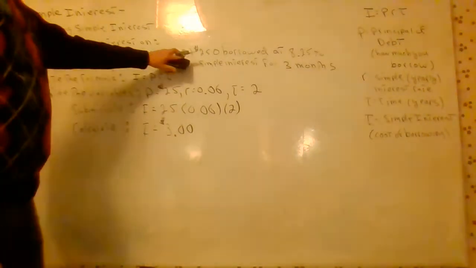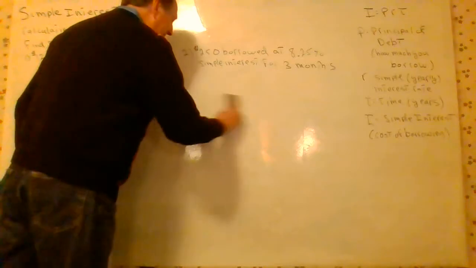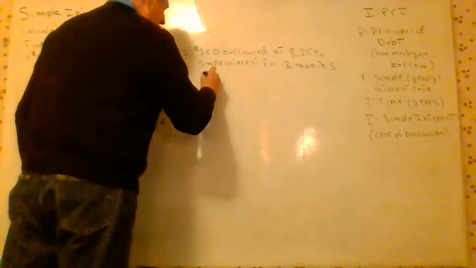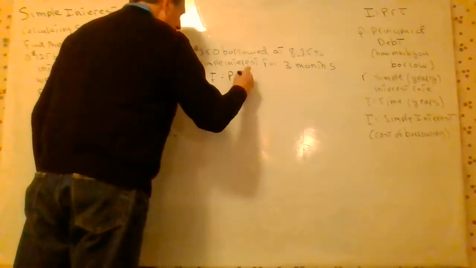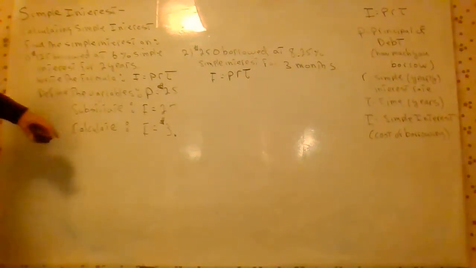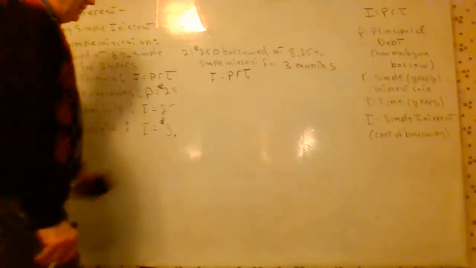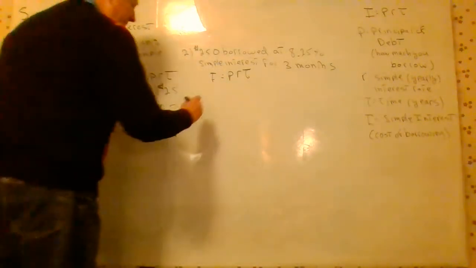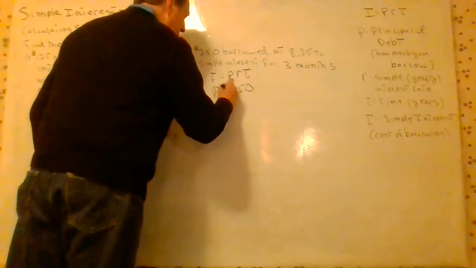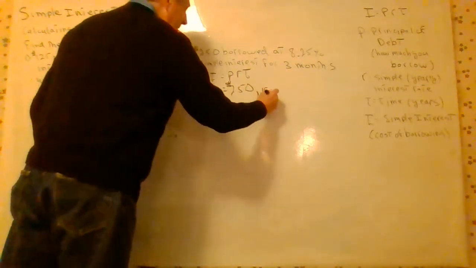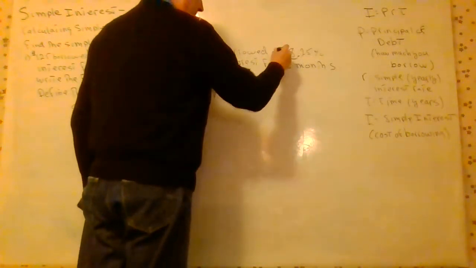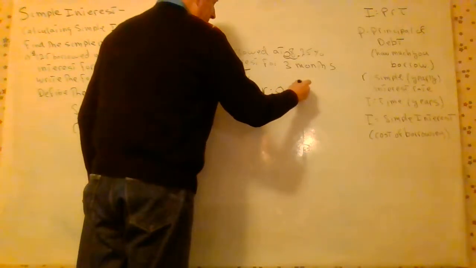Okay. Now we have question number 2. Let's clear a little space here. First of all, we write the formula. I equals PRT. You don't have to write the formula, but this is good for your notes, so you remember what it is you're doing. So we write the formula. Next, we define the variables. P equals $250 is borrowed. R equals 8.25%. You have to move the decimal over once, twice. 0.0825.